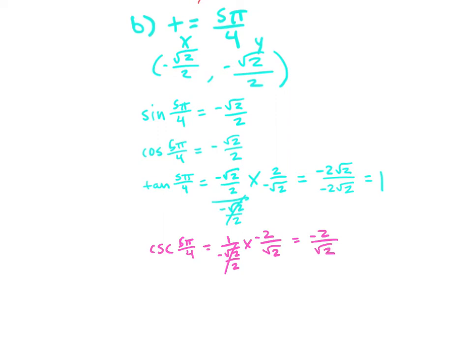What do we need to do? Rationalize, so we multiply the top and the bottom by square root 2. So we get negative 2 square root 2 over 2. How can we simplify this? It's just negative square root 2. I'm going to rewrite it down here.